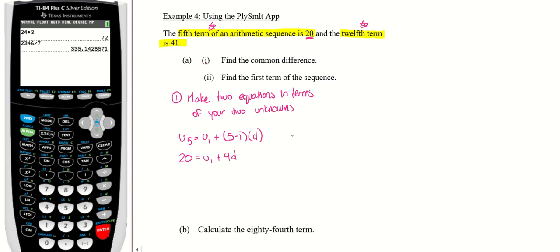That's my first equation. The second one is going to be based on the second piece of information. For U12, the 12th thing in the list, n will be 12 because it occupies the 12th spot. And then if I simplify this and sub in what I know about the 12th term, the fact that it's 41. So again, n is 12 because we're talking about the 12th thing in the list. Un, or U12, is the actual value of that 12th thing, which is 41. So this becomes 41 equals U1 plus 11d. So now that we have these two equations, we can solve for U1 and d simultaneously using an app on our calculator.